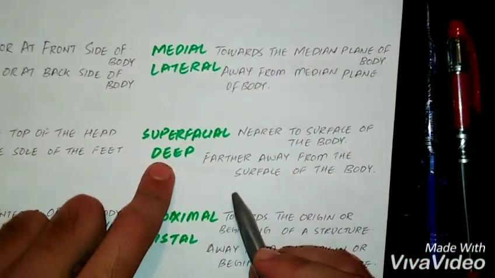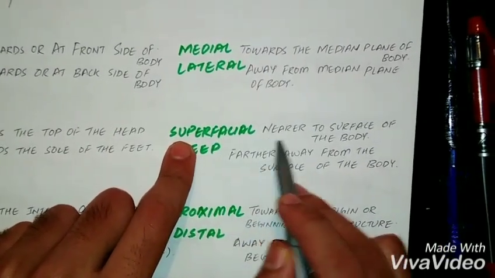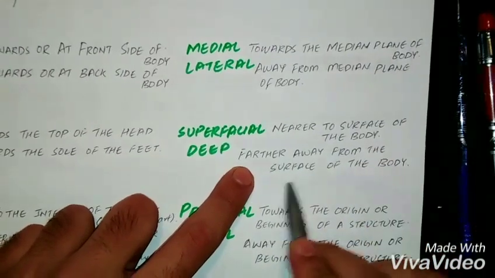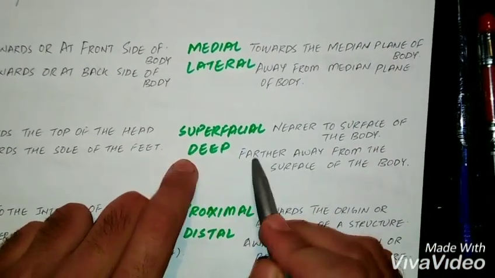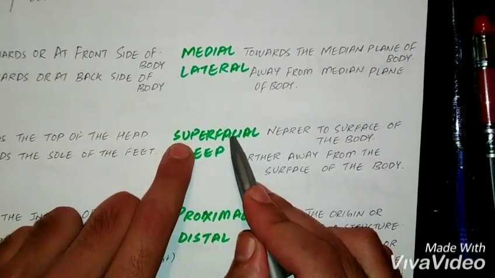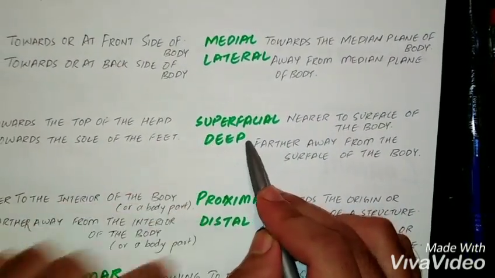Then we come to superficial and deep. Superficial is nearer to the surface of the body. Deep is farther away from the surface of the body. As we can say, arteries are always deep and veins are always superficial. So from here we can conclude it.